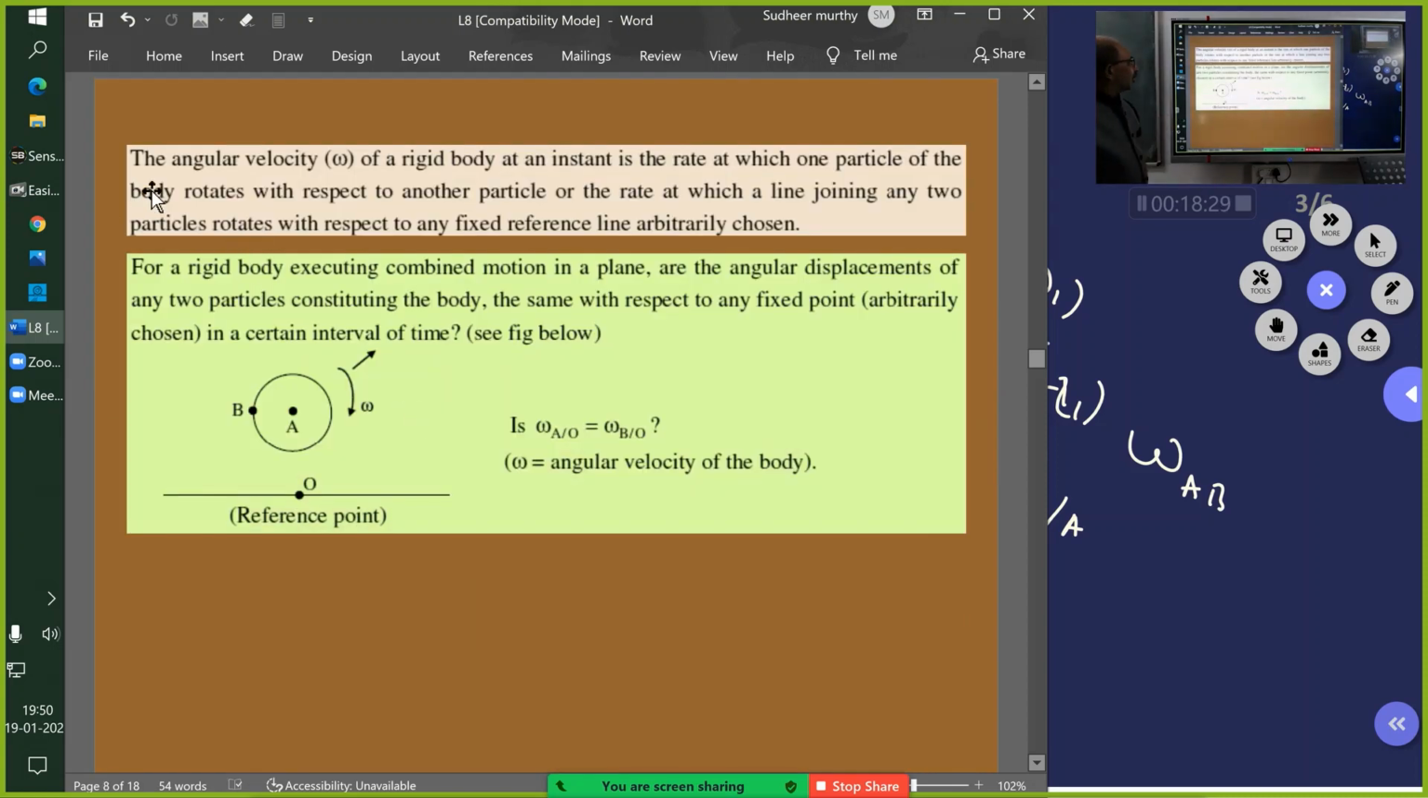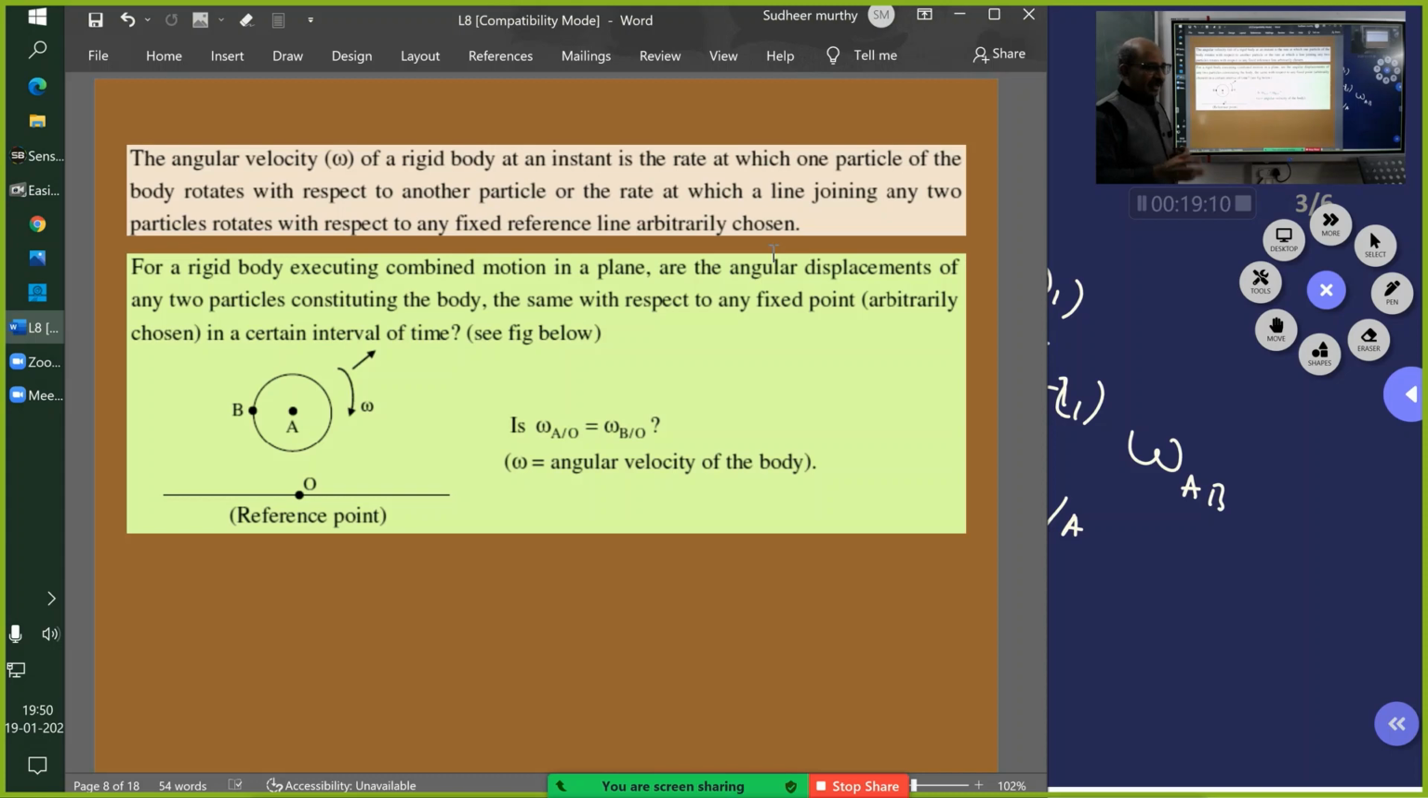Now we'll come to the next point. Angular velocity omega of a rigid body at an instant is the rate at which one particle of the body rotates with respect to another particle, or the rate at which the line joining any two particles rotates with respect to any fixed reference line arbitrarily chosen. So that means between two particles also, if you join that line to an arbitrary reference line, there also you can do it. Only thing is, if the particle has translated, then that line that you are joining must also translate.